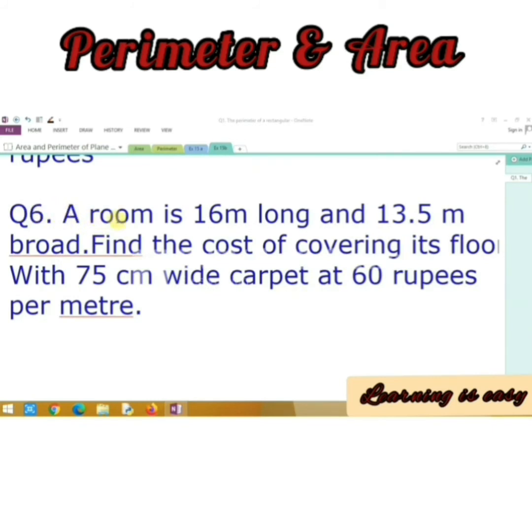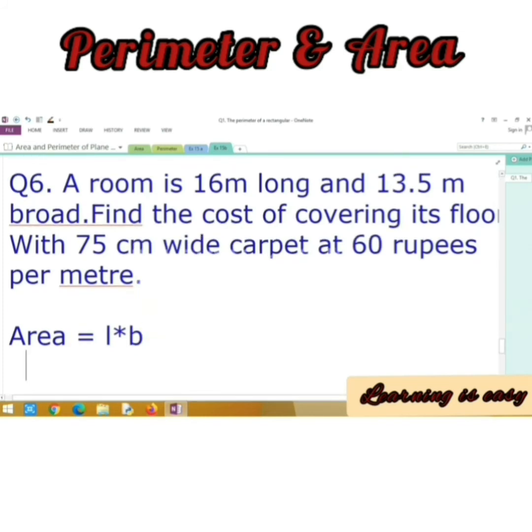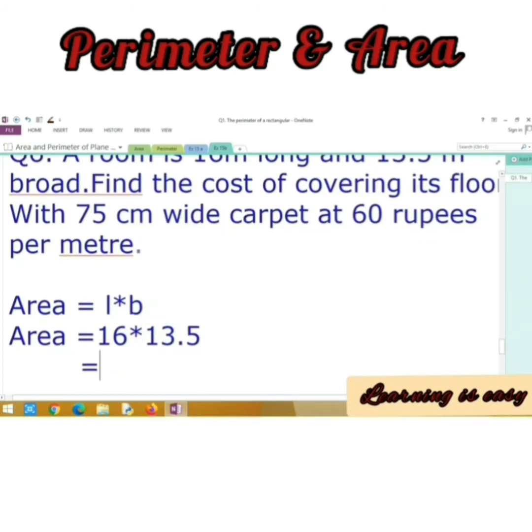Next, question 6. A room is 16 meter long and 13.5 meter broad. Find the cost of covering its floor with 75 centimeter wide carpet at 60 rupees per meter. So here we need to calculate the area. And again, per meter pricing is given, which is 60 rupees. So first we'll find the area and then find the total cost. So area, by applying directly into the formula L into B, we get the area as 216 meters square.